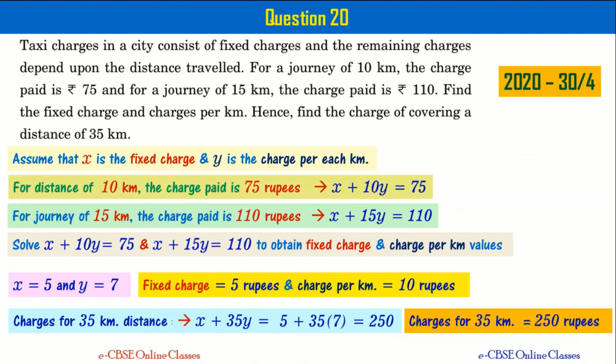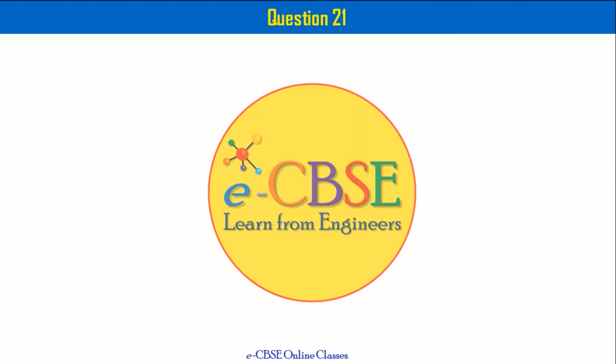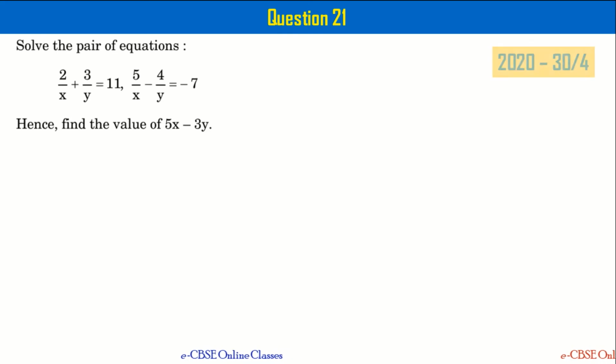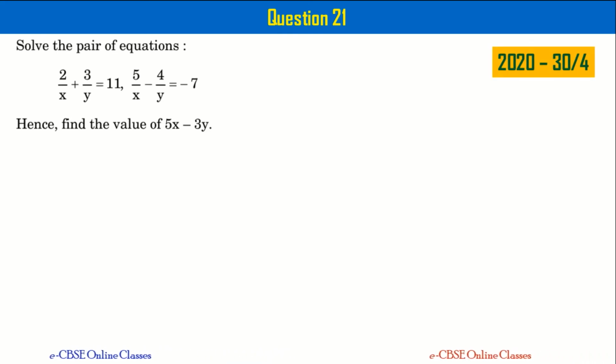So we have solved both the parts here, though I have not solved the equations, but I have given the answers. Please do it so that you will know exactly how to do it. Let's go to the next question, that is, solve the pair of equations 2 by x plus 3 by y equal to 11 and 5 by x minus 4 by y equal to minus 7. Hence, find the value of 5x minus 3y.